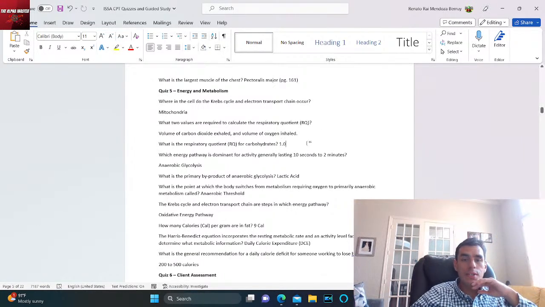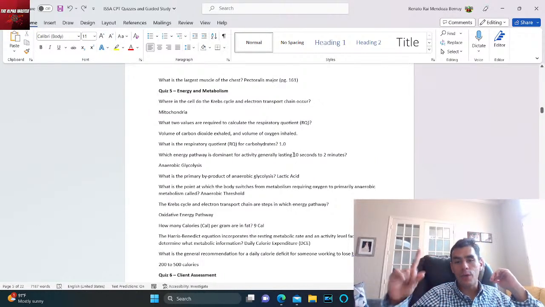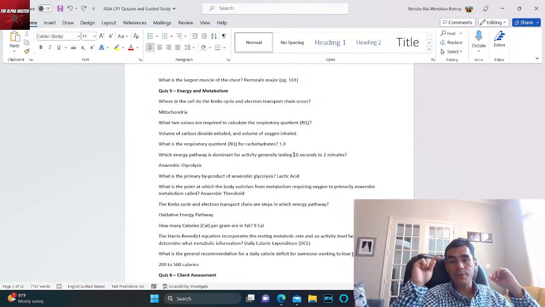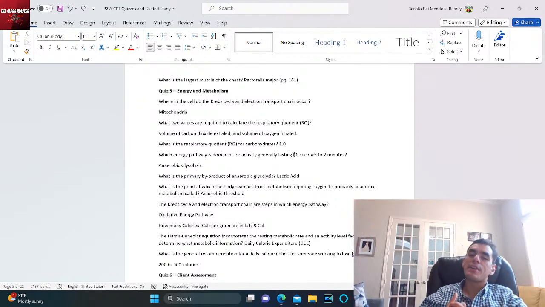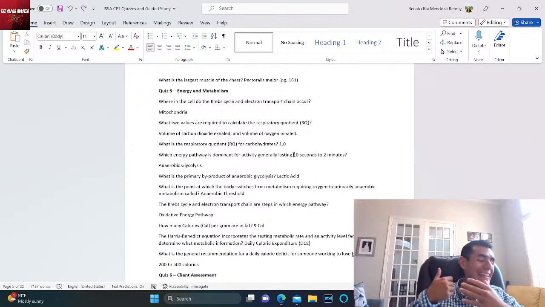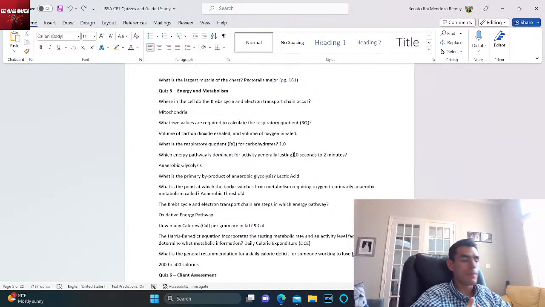Now, the respiratory quotient for carbohydrates is going to be 1. Which energy pathway is dominant for activities generally lasting from 10 seconds to 2 minutes? It's going to be anaerobic glycolysis.